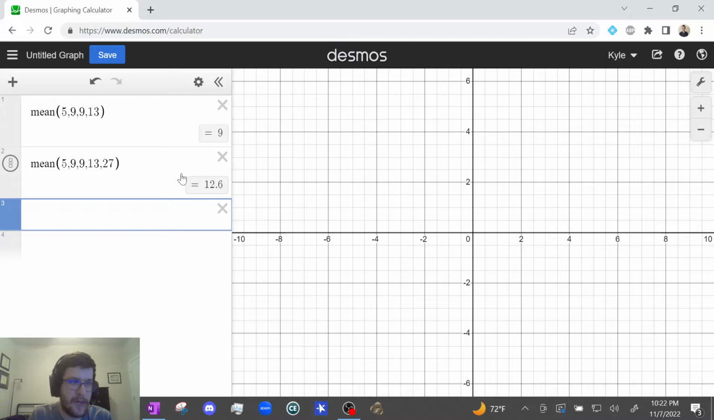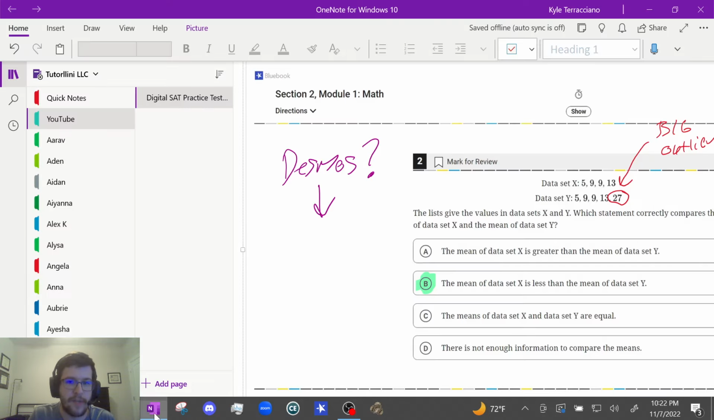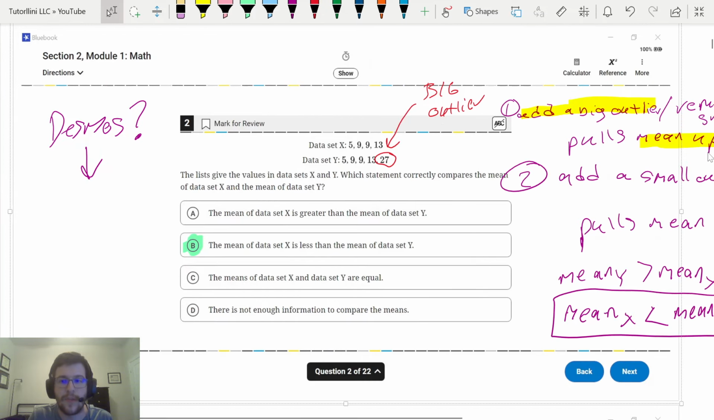So the mean of Y is greater than the mean of X. And then the reverse of that is the mean of X is less than the mean of Y. So Desmos kind of backs that up. Just want to let you know that that function was there. Maybe it's not that helpful for this question, but it could be helpful for another question, or if you just wanted to check your answer. All right, let's keep going.